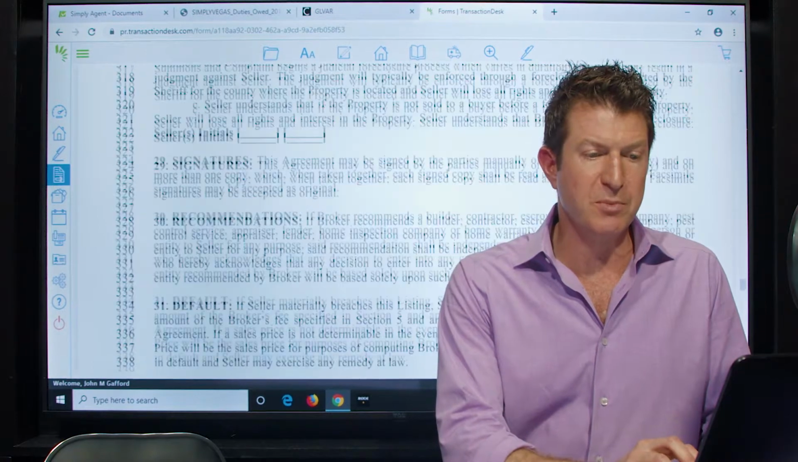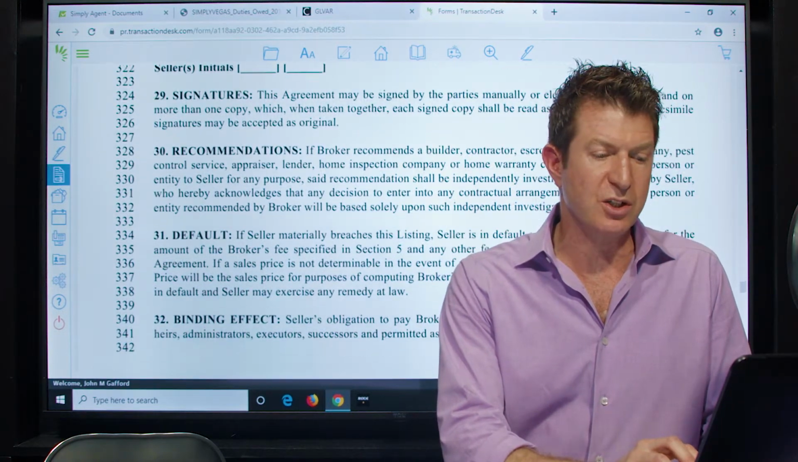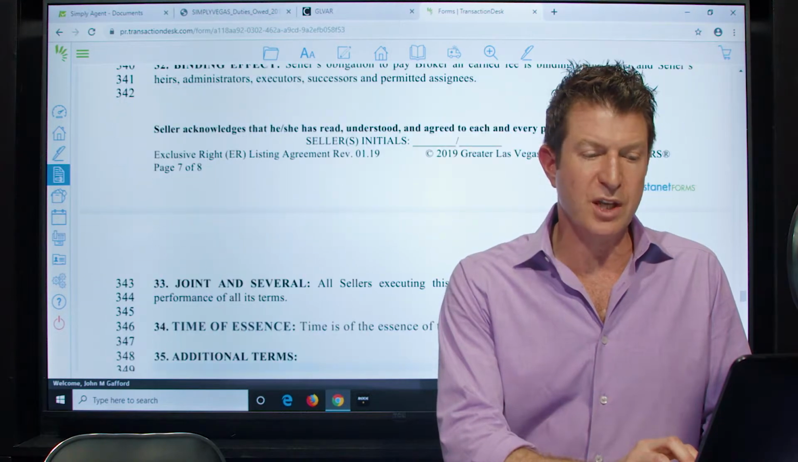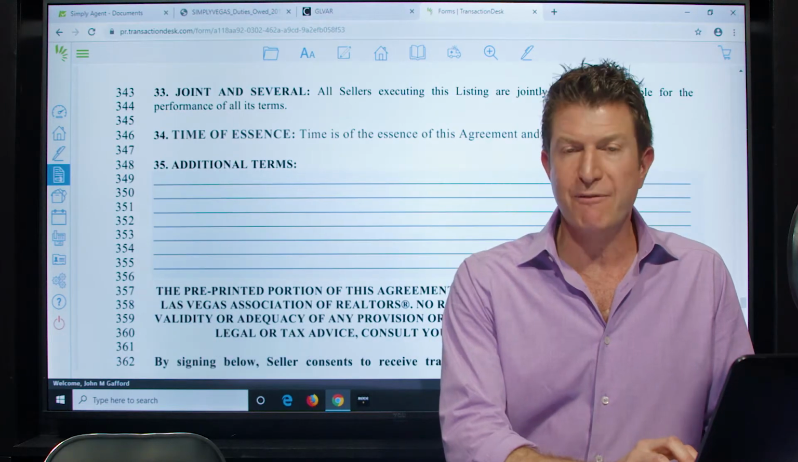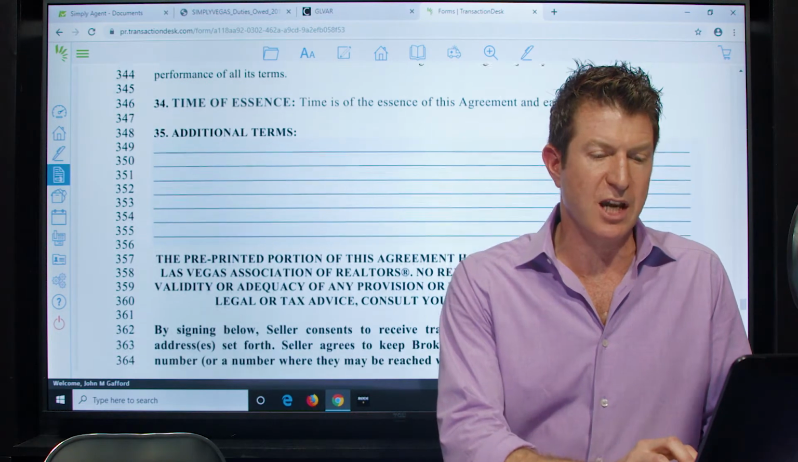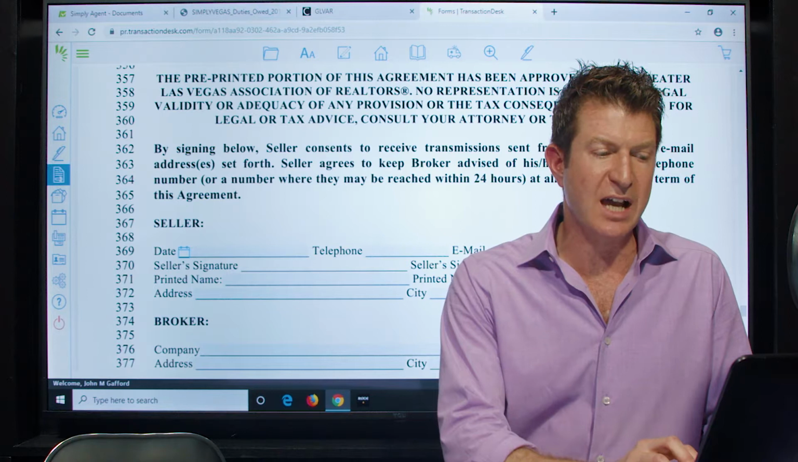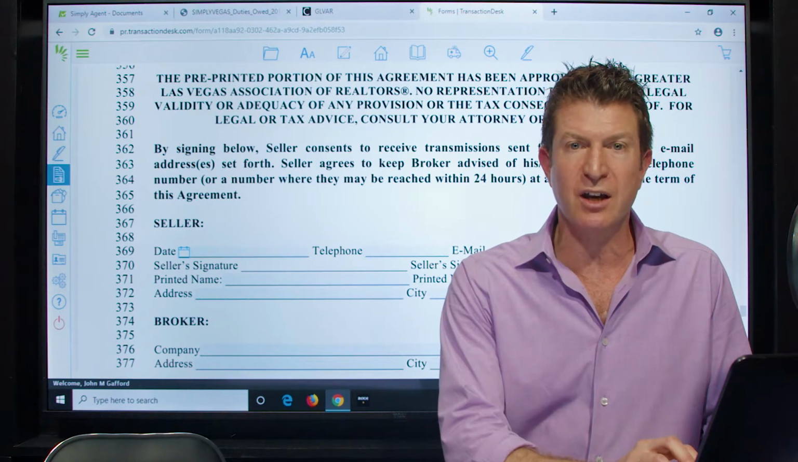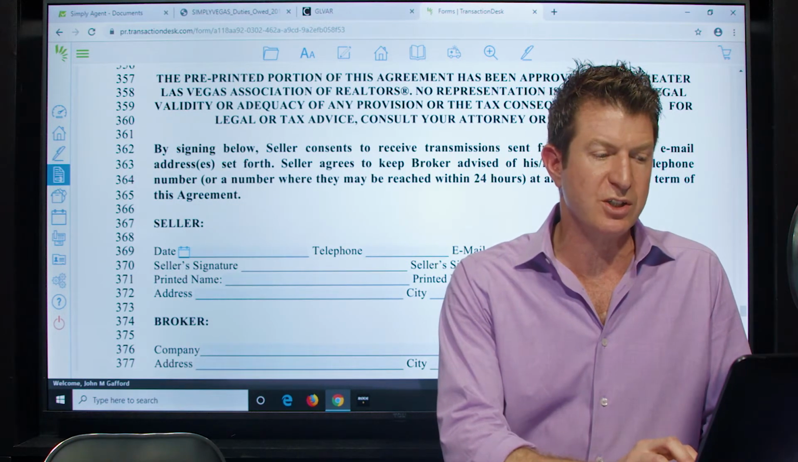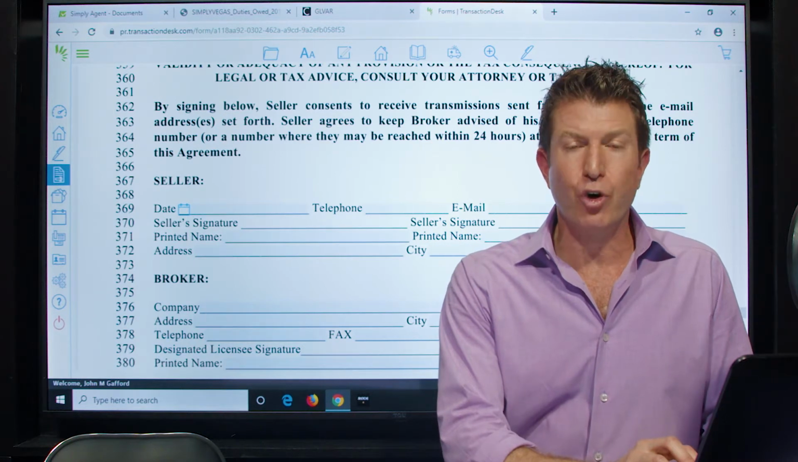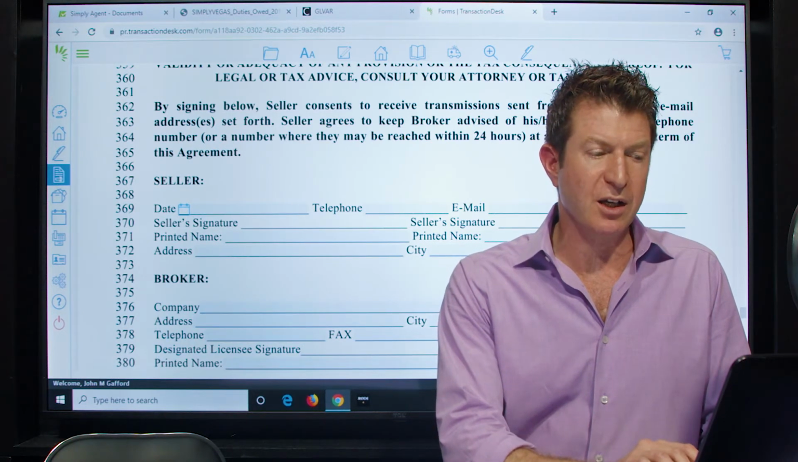Signatures obviously gives permission to take digital signatures, and then going through, making sure there's an initial on every single page. If you have any additional terms, that's the section that it goes in, and then the seller's information goes on here as far as their signatures, phone numbers, etc. Again, the form will auto-populate from the beginning of your seller's name.